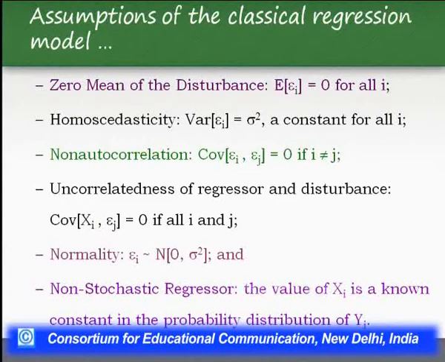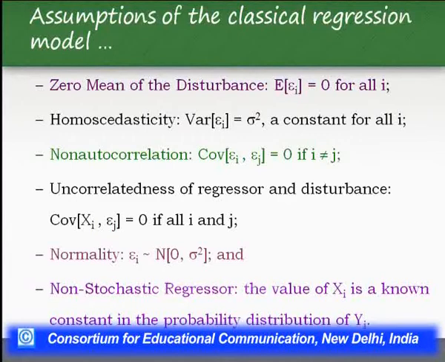Zero mean of disturbances. The first assumption of the classical regression model is that we take zero mean of the disturbances, that is, the error terms which we have taken into consideration. The mean of the error term is zero for all i's. This is the most important assumption of the classical regression model, followed by homoscedasticity, that is, the variance of ei, sigma squared, is a constant for all i's.